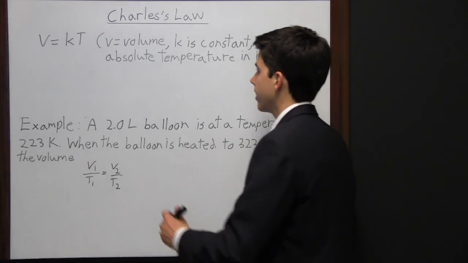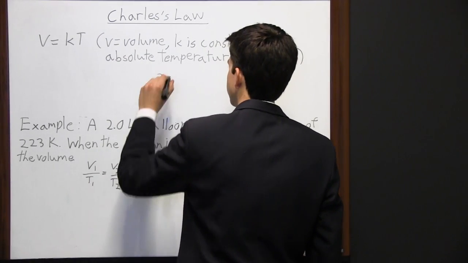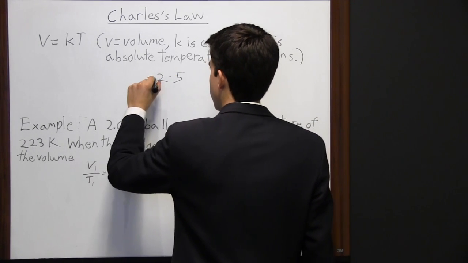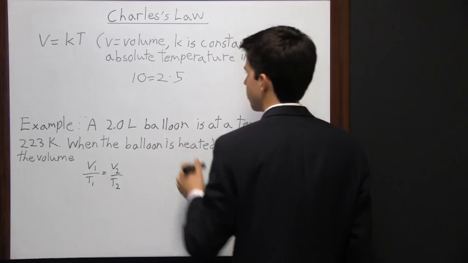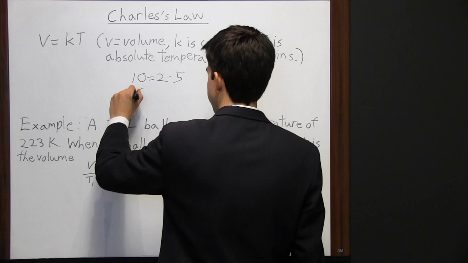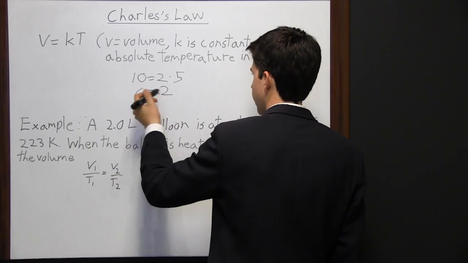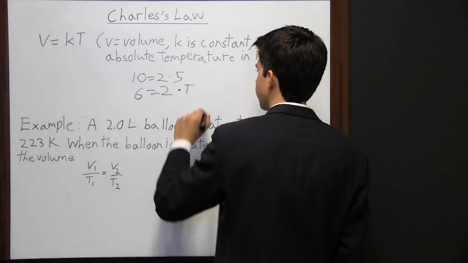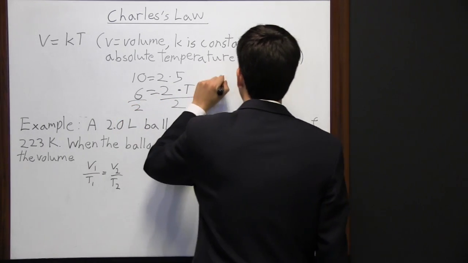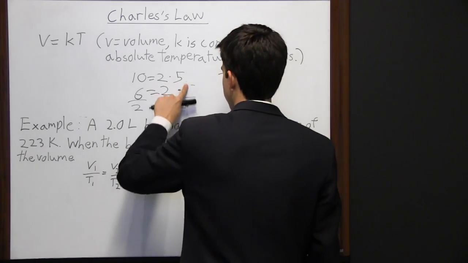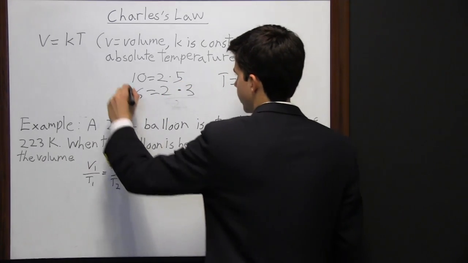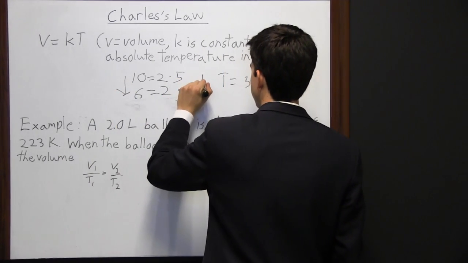So, say the constant was 2, I'm just making that number up, and the temperature is 5, and the volume is 10. That equation makes sense. So this is the volume, this is the constant, this is the temperature. Now say the volume is 6, well the constant is going to have to be the same because it's always the same, times T. I'm trying to figure out what temperature is going to be. Using algebra, we divide both sides by 2, and T equals 3. So now, I'm just going to erase all this real quick. T equals 3.